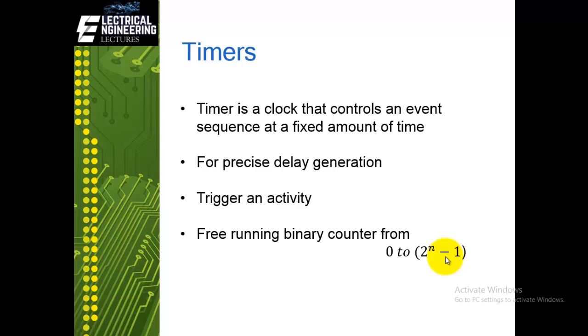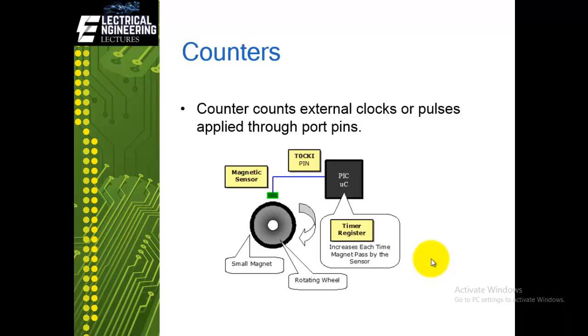Normally, the microcontroller has either an 8-bit timer or a 16-bit timer. So if we are talking about 8-bit timers, then the timer will count from 0 to 255, and then it rolls over and starts counting from zero again.